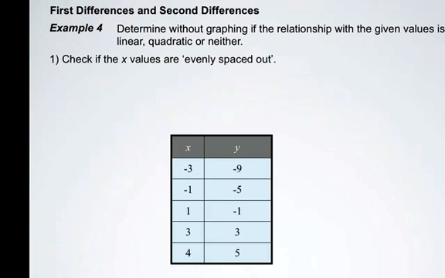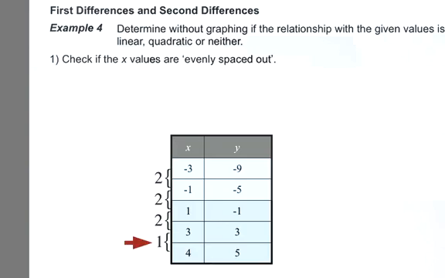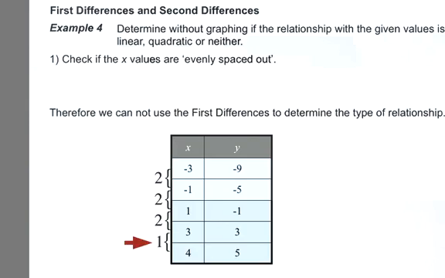We're going to check to see if those x values are evenly spaced out. Aha! We have a problem. The final difference between 3 and 4 is not the same as the other ones. -3 to -1 is a difference of 2, and then another 2, and then another 2. But then we only make a step of 1. Therefore, we cannot use the first differences to calculate the type of relationship.